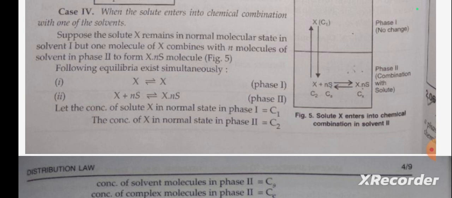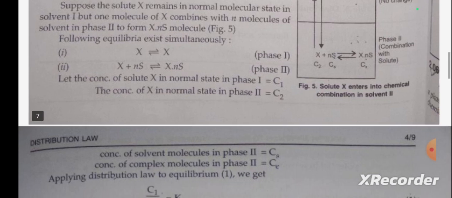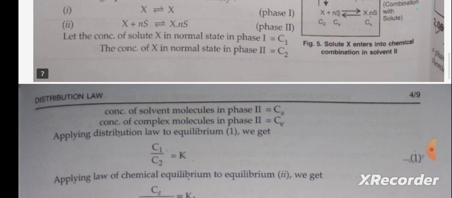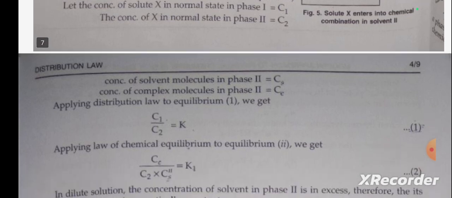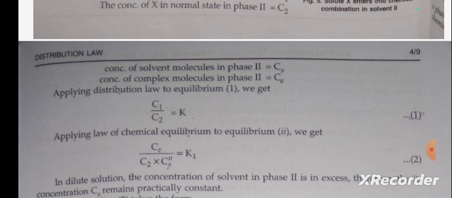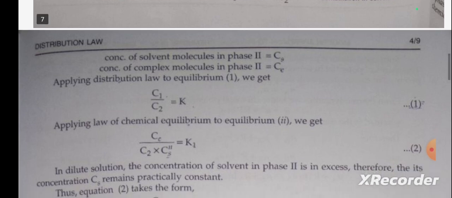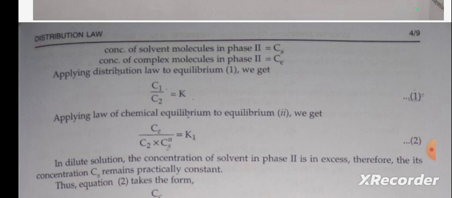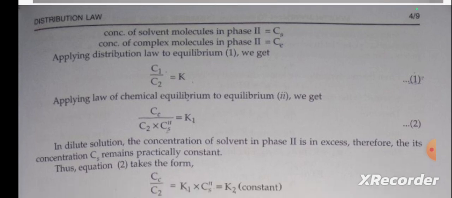Let the concentration of solute X in normal state in phase 1 be C1. The concentration of X in normal state in phase 2 is C2. The concentration of solvent molecules in phase 2 is Cs. The concentration of complex molecules in phase 2 is Cc. Applying the distribution law to equilibrium 1, we get C1/C2 = K. Applying the law of chemical equilibrium to equilibrium 2, we get Cc/(C2 x Cs^n) = K1.